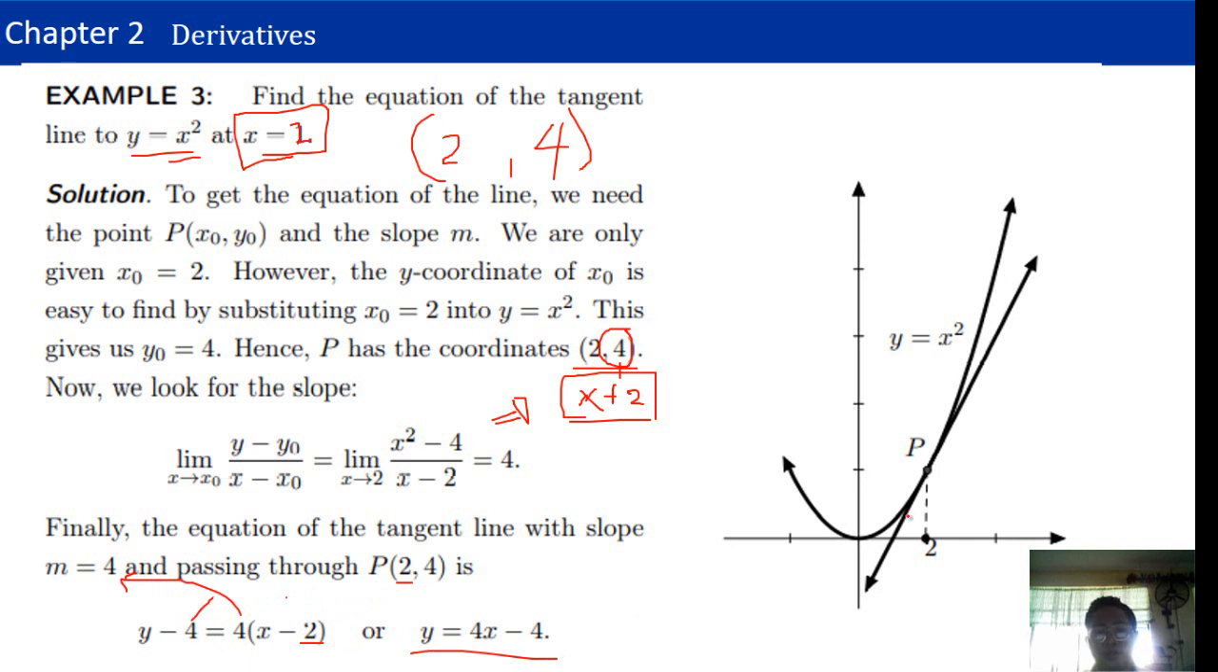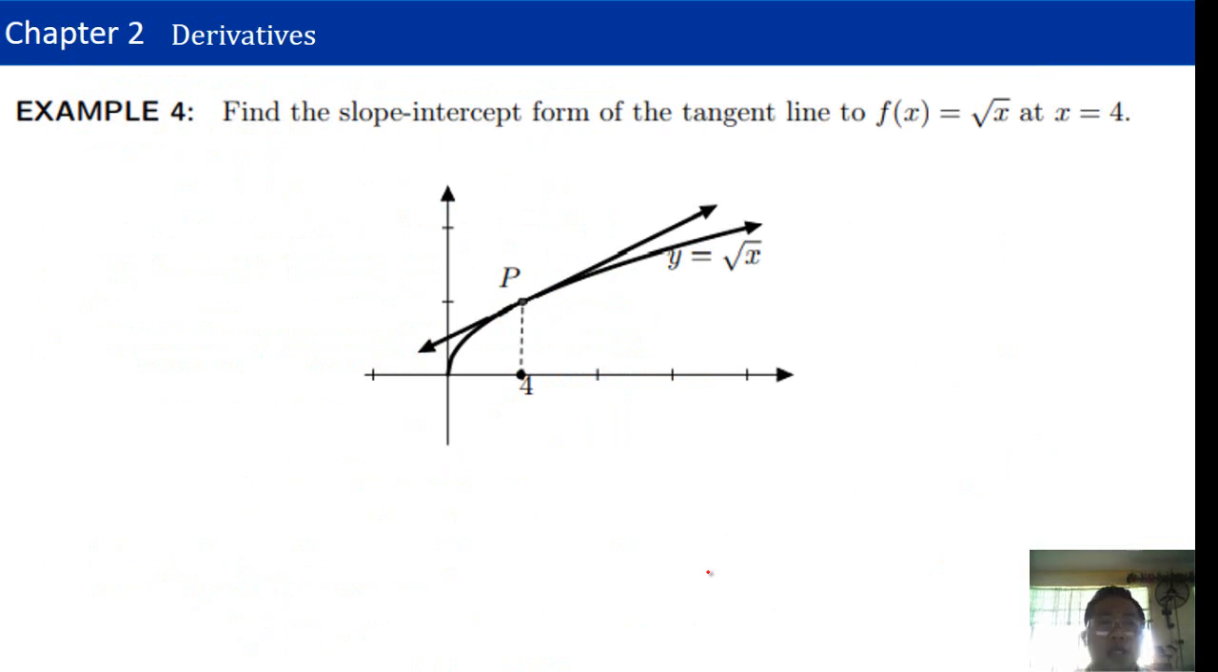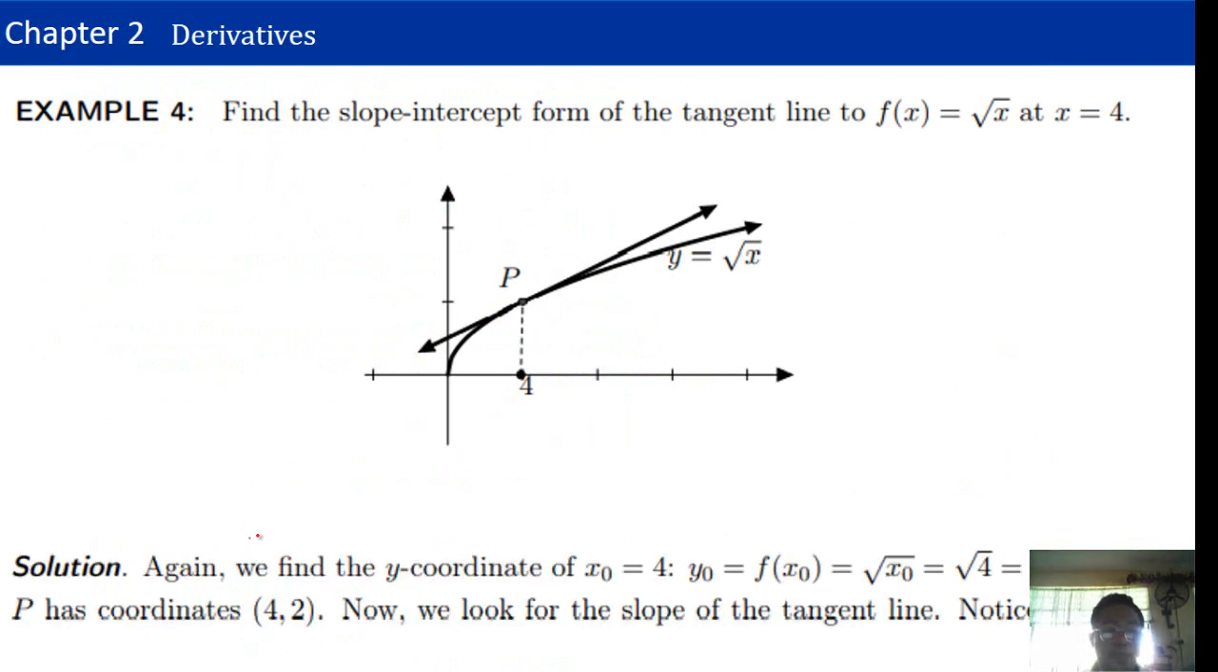So, it means, at this point na 2, 4, ito po ang ating equation ng slope natin of the tangent line. Kani, that is the equation, which is y equals 4x minus 4. So, another, find the slope-intercept form of the tangent line to f of x equals square root of x at x equals 4. So, ang gagawin natin ay simply, again, we find the coordinate.